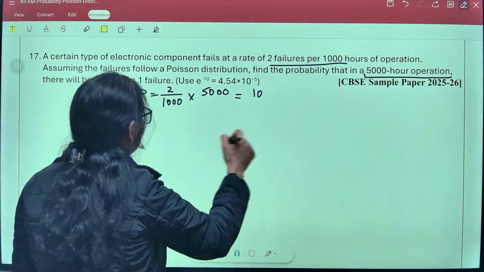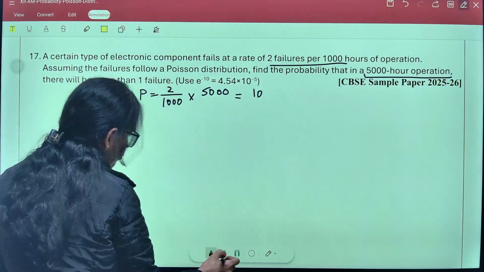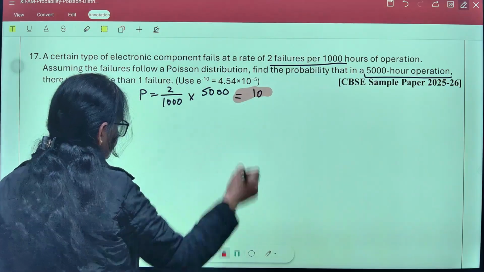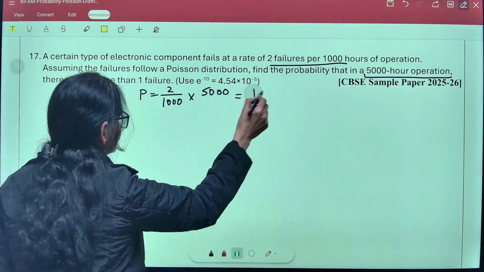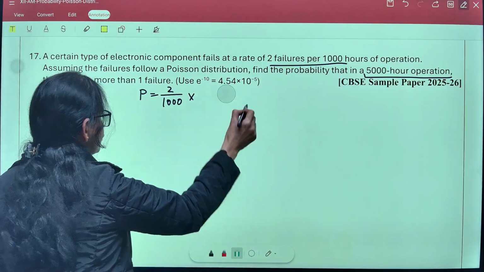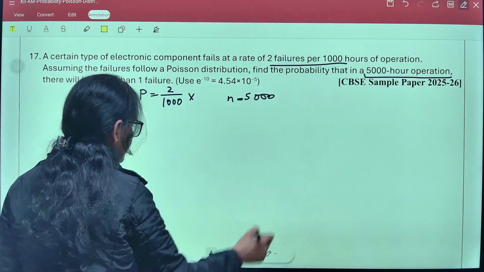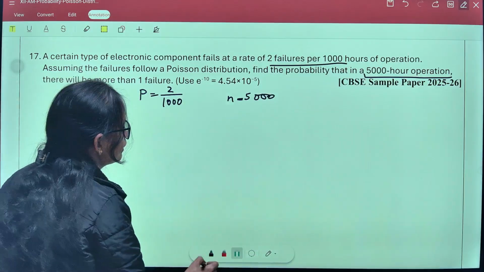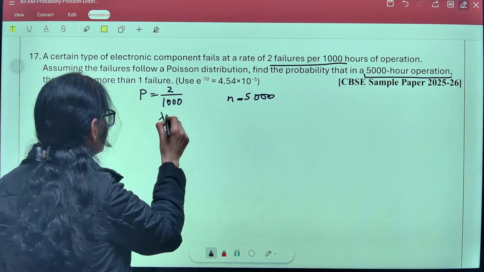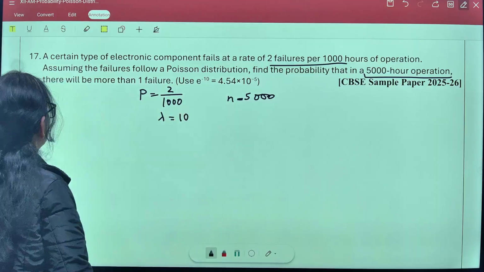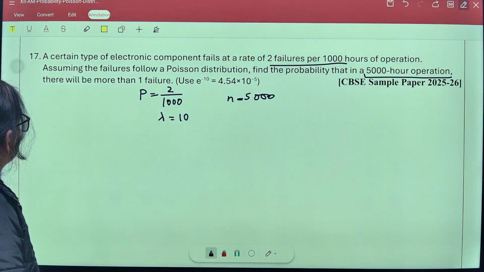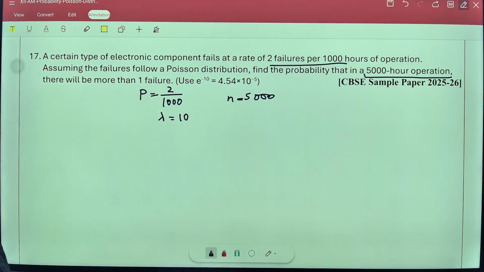So, the value of lambda comes out to be, n is 5000 here, and the value of lambda, product of these two, will come out to be 10. So, lambda is 10, the product of n and p. There will be more than one failure. So, you need to find the probability that there will be more than one failure.